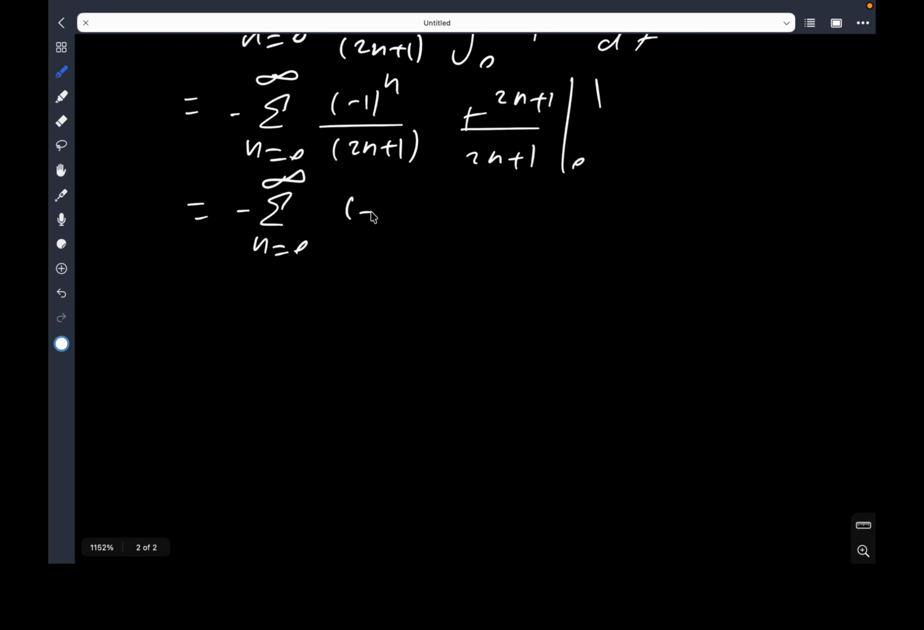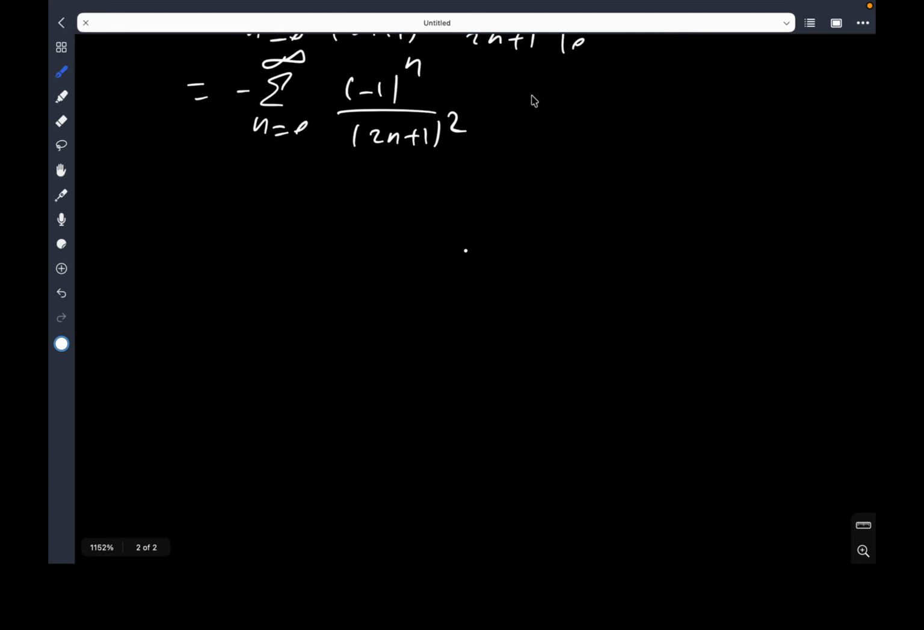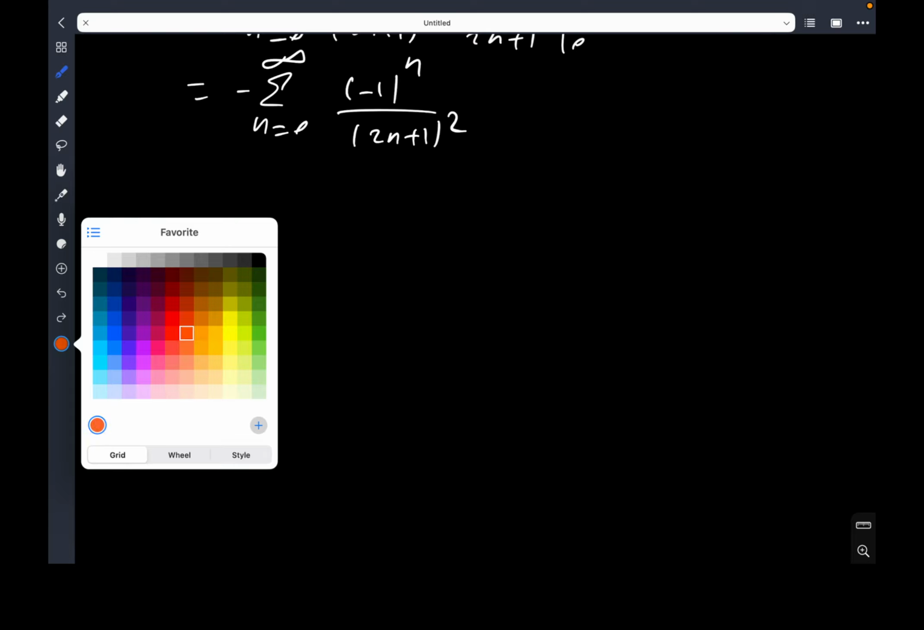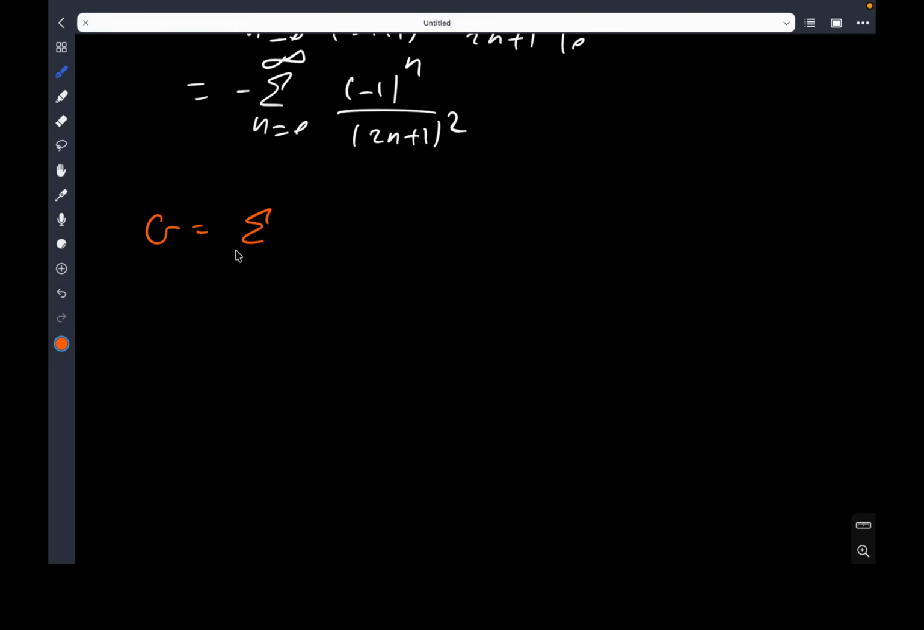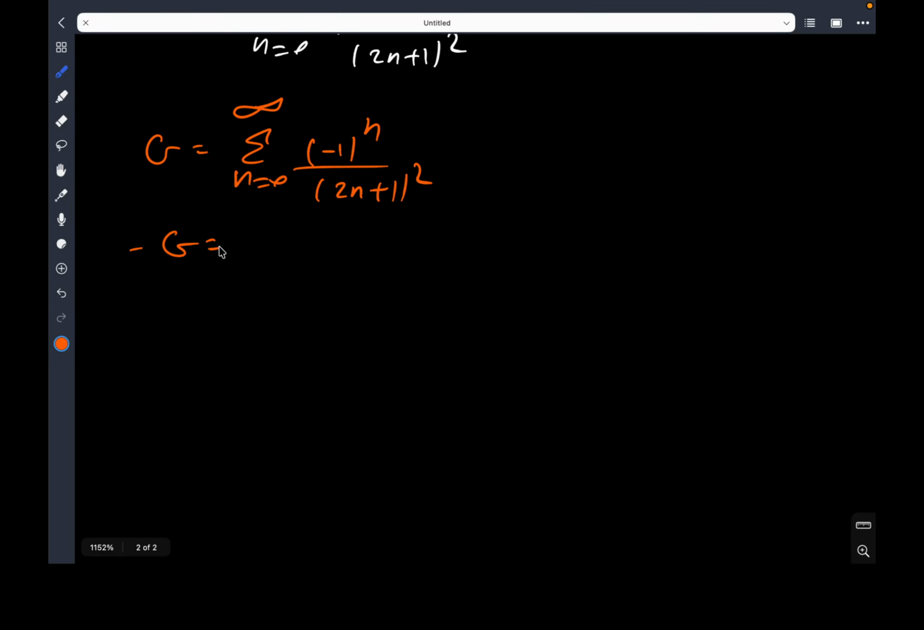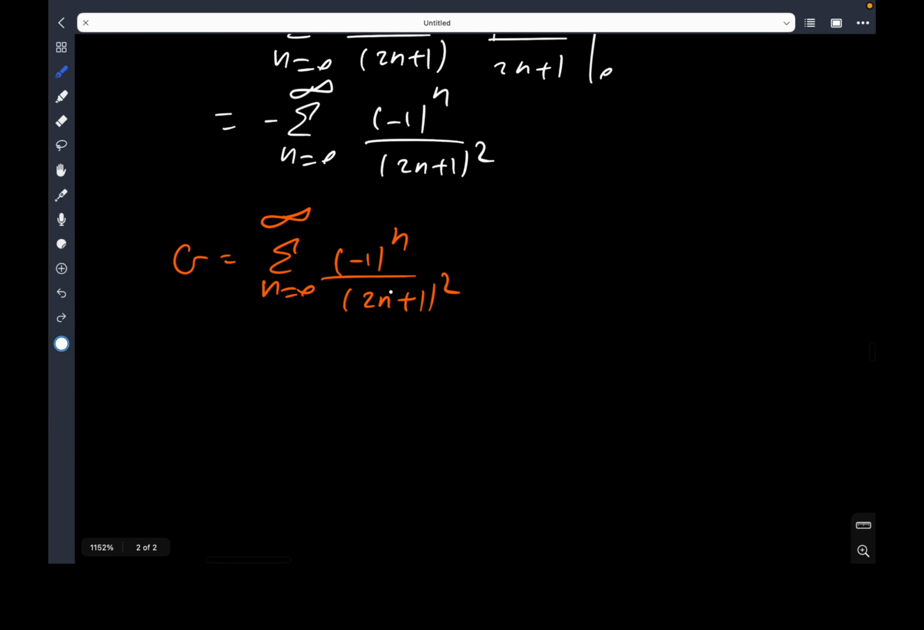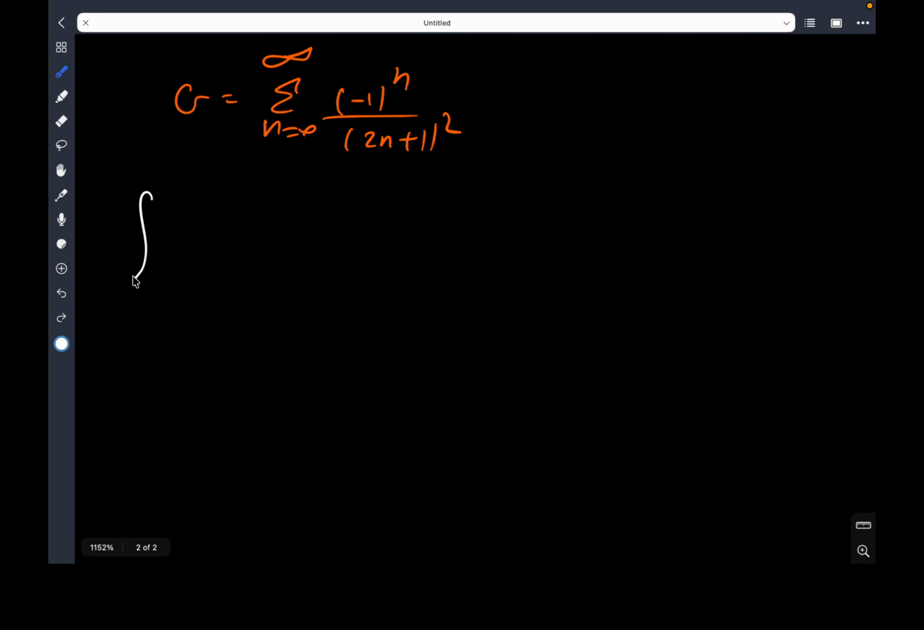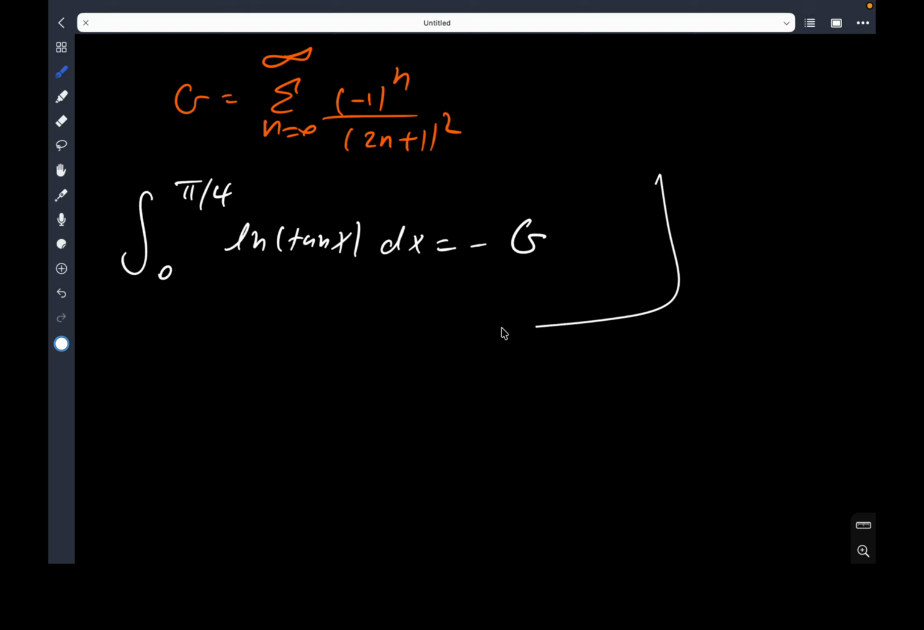This is going to become negative the sum of negative 1 to the n over 2n plus 1 squared. And this is actually Catalan's constant. So the Catalan constant G is defined as the infinite sum from n equals 0 to infinity of negative 1 to the n over 2n plus 1 squared. And negative G is just the negative of this infinite sum here. Therefore, the integral from 0 to pi over 4 of ln of tan x dx is negative G, Catalan's constant.